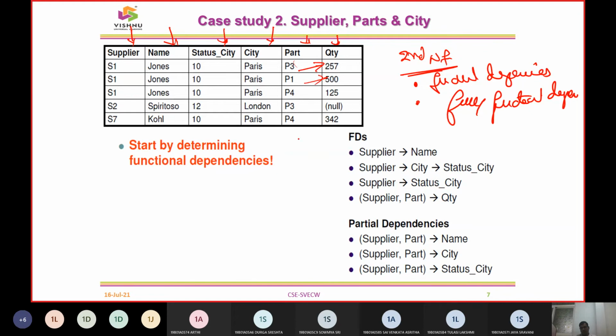Now you can see quantity is dependent on the P3, right? Quantity is going to be dependent on the P3. So quantity and P3 are interdependent on each other. So we cannot bifurcate these two items into two different contents. So now let us see this functional dependency here.